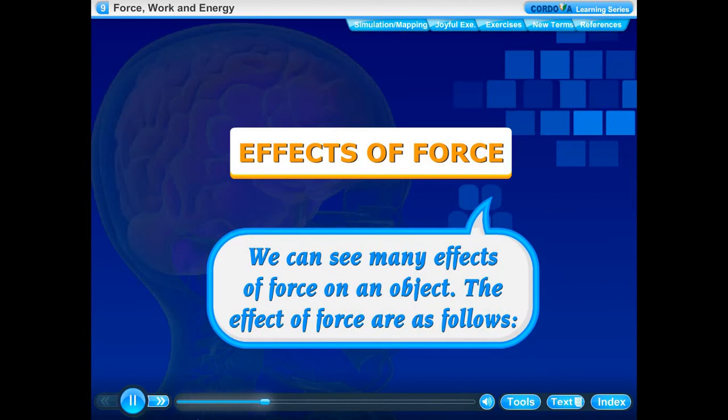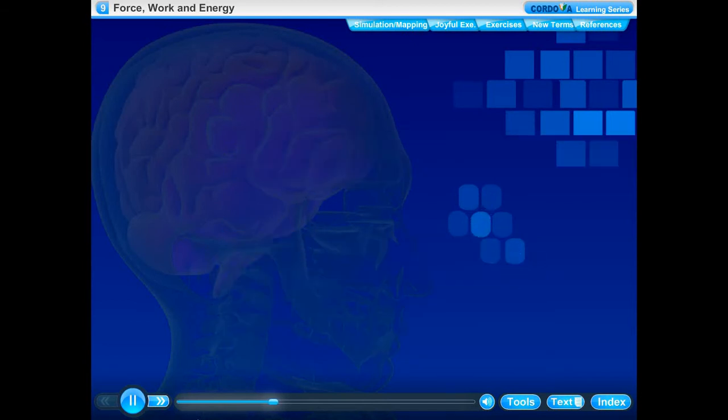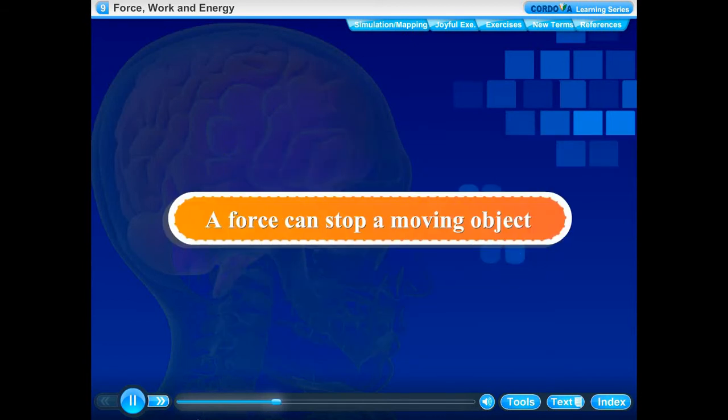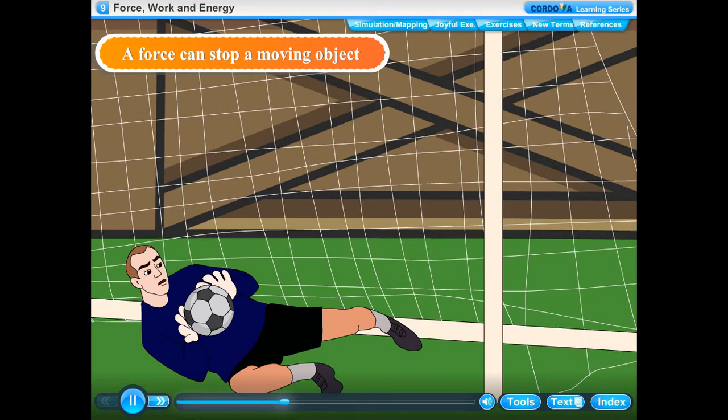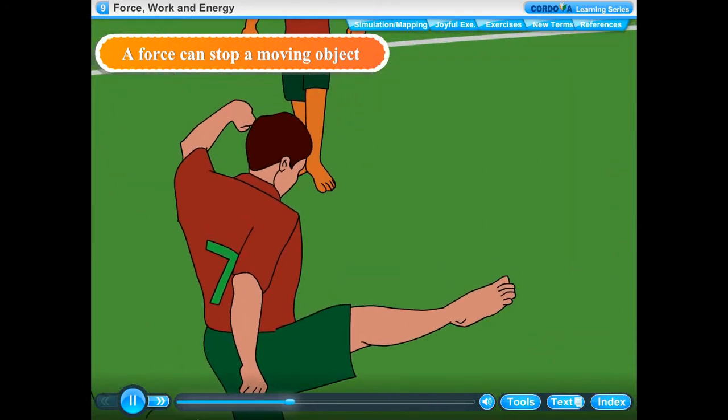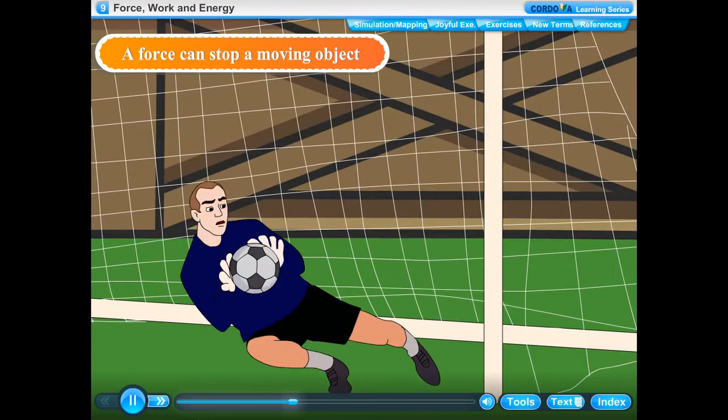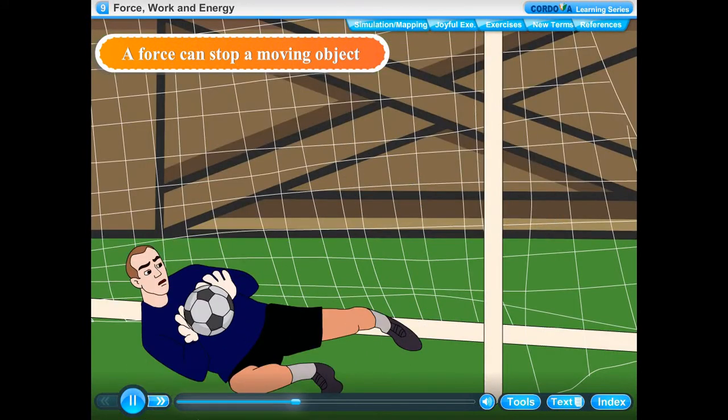Effects of force. We can see many effects of force on an object. The effects of force are as follows. A force can stop a moving object. When a force is applied on an object in the opposite direction, it can slow down or stop a moving object. For example, force applied by a player on a moving football stops the ball.